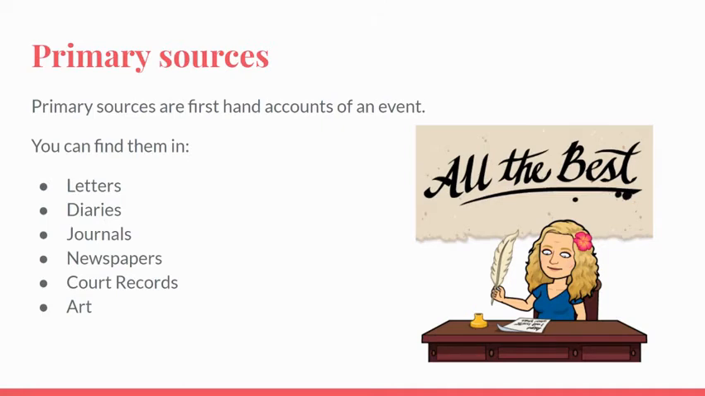And then we get into how we look at history. So when we talk about history, we talk about different types of sources. Sources are things that you go to look up information. And there are things called primary sources. Primary means first. So primary sources are first-hand accounts of an event.